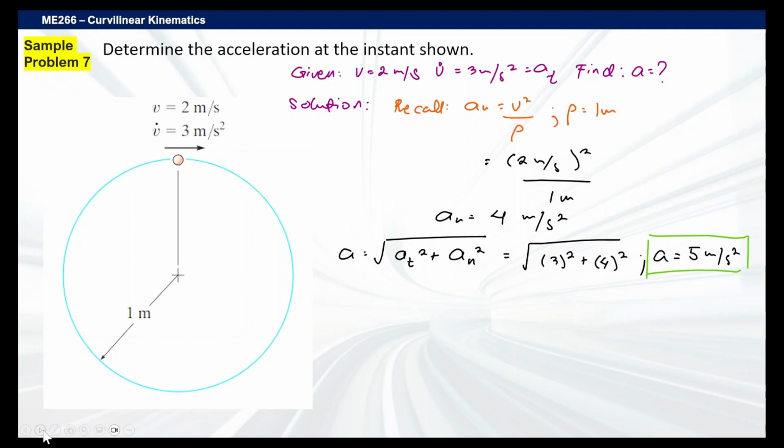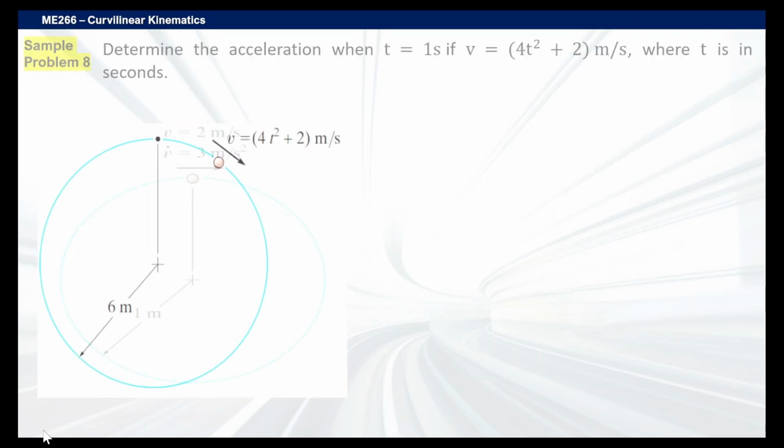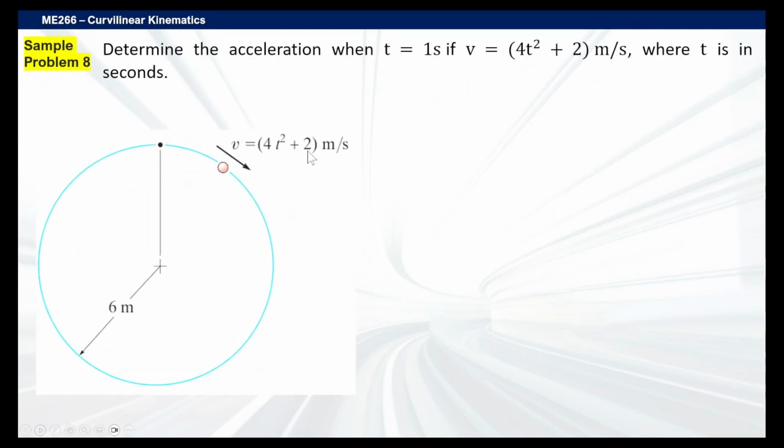Okay? Let's have another problem. What if we have an equation of a line, where velocity equals 4t squared plus 2 meters per second, and we're here to determine the acceleration when the time is 1 second, where t is in seconds. So we have 6 meters here. So we have a radius of curvature of 6 meters.